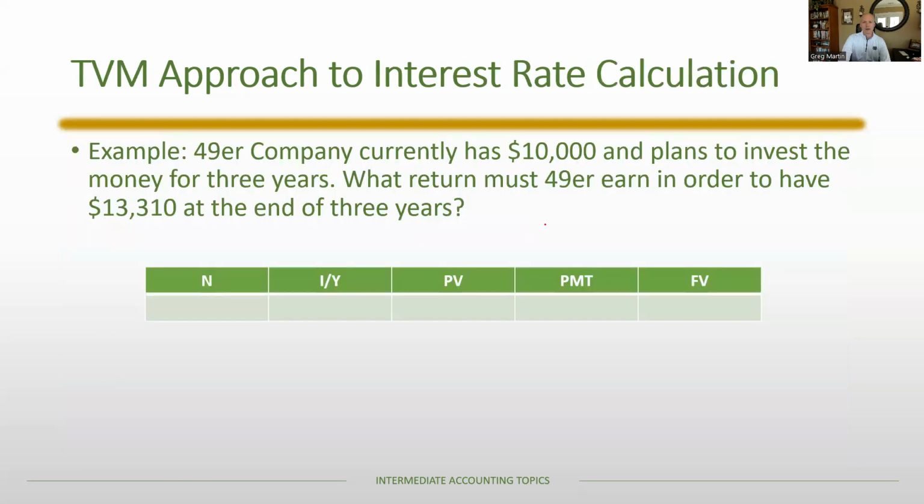And then finally, using our calculator, the key here is that we're solving for the I/Y. We're putting the information in. We know the N, we know the present value and the future value, and then we compute I/Y. Again, I don't want to belabor this example because we've seen it a gazillion times. But essentially what you do is you fill in the other information and you solve for the I/Y.